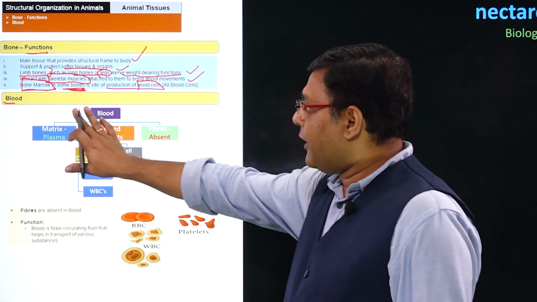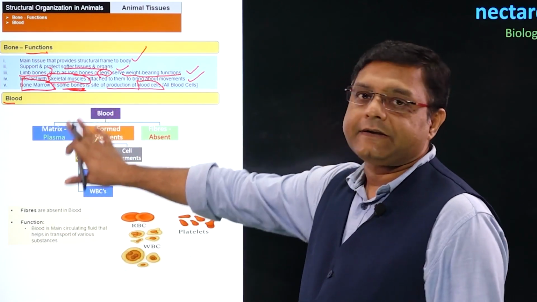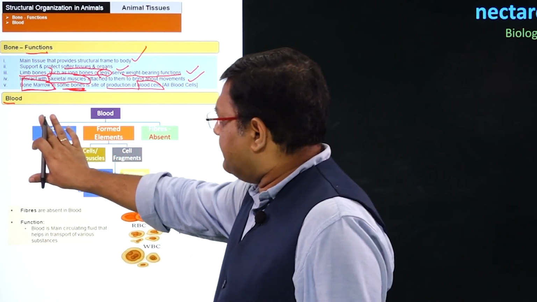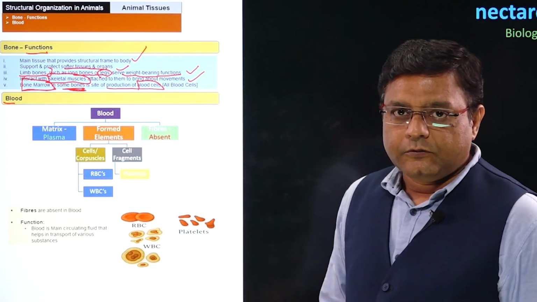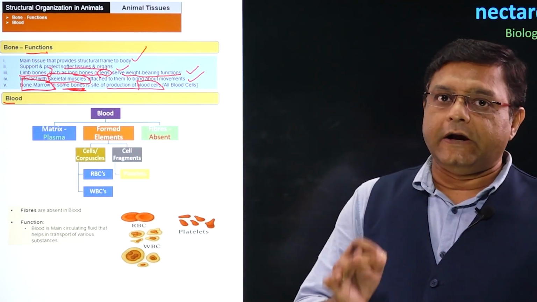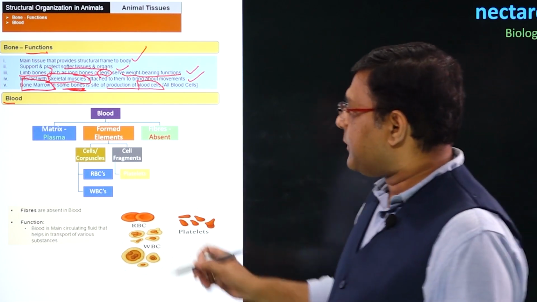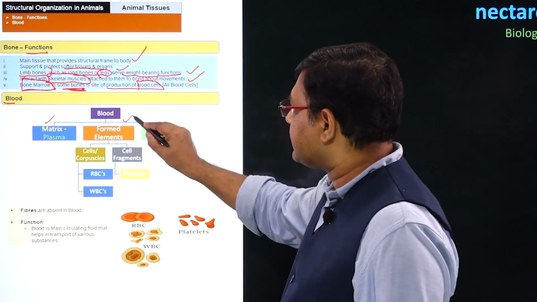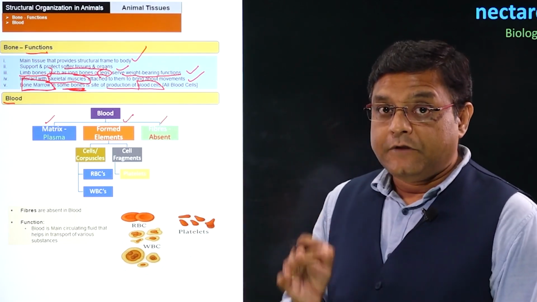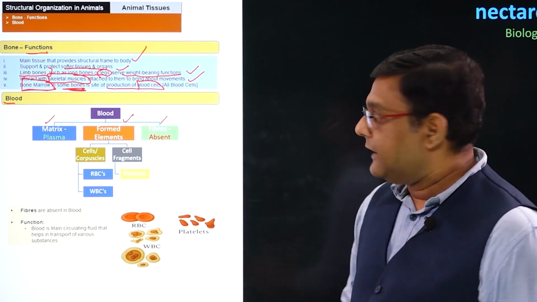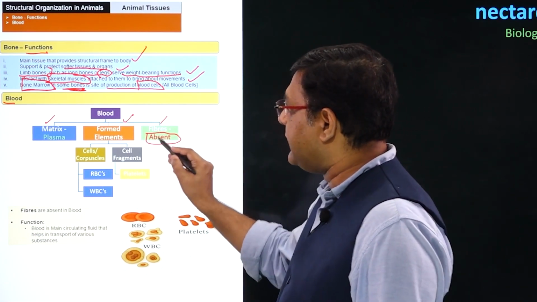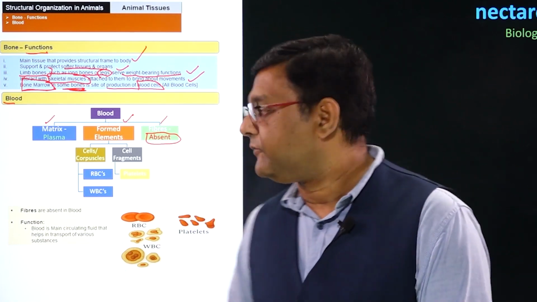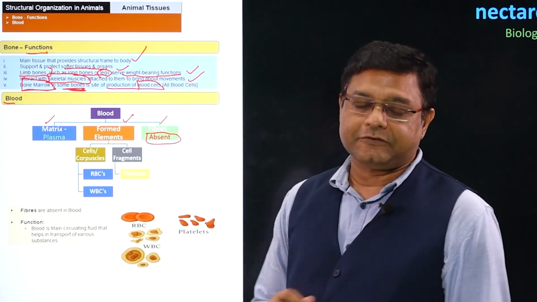After this, talking about the blood, which is a type of vascular connective tissue. Now blood is a connective tissue, and if it is a connective tissue, it will have three parts. The first part is the matrix, the second part is the cells, and the third part is the fibers. Now blood is a special case in which fibers are absent, so that means blood will have just two parts of connective tissue, that is matrix and the cells.